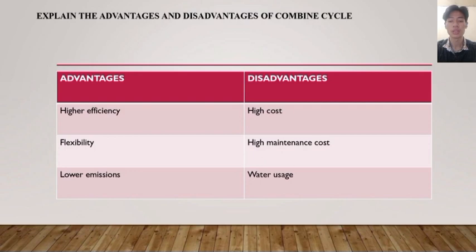Next are the disadvantages. The disadvantages are high cost and high maintenance costs. This is because HRSGs can be difficult to maintain due to their elevated temperatures and pressure. Lastly is water usage. For cooling purposes, the combined cycle power facility requires a substantial quantity of water. It employs water as a coolant for both the steam turbine and gas turbine.